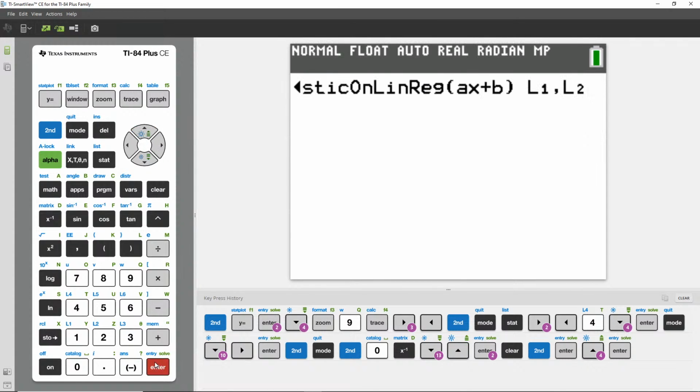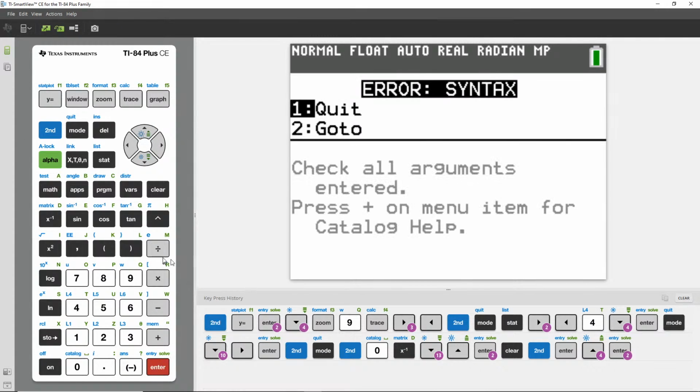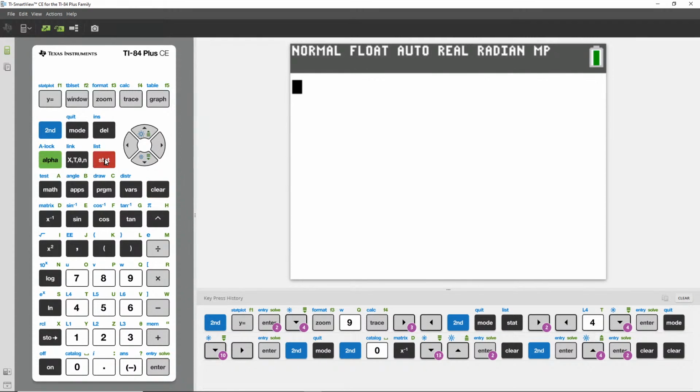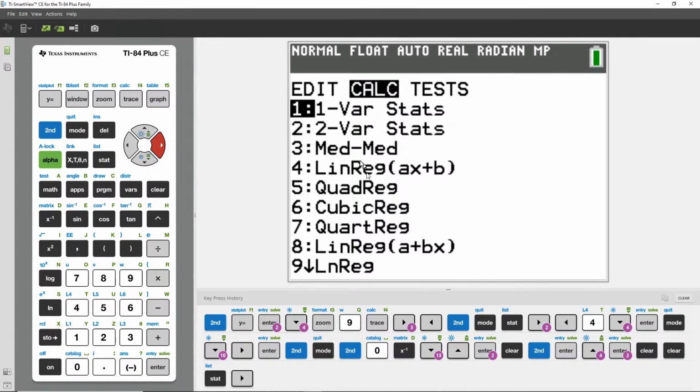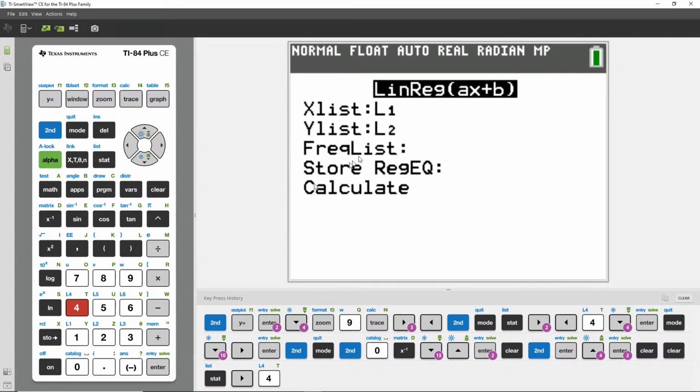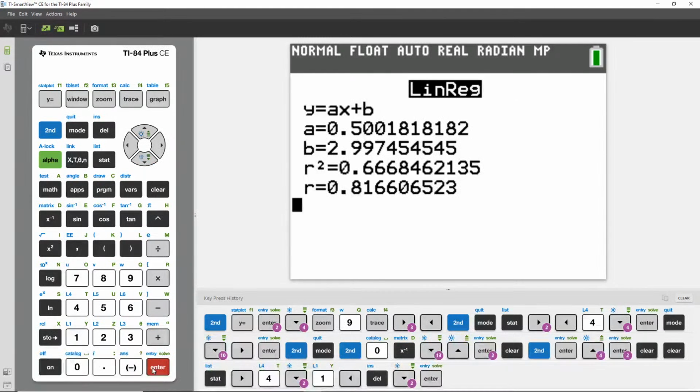My linear regression, L1, L2, they're not even going to accept that. So let me just go back into it. Stat, calc, linear regression number 4, choose it. Frequency, I don't need it. You could just choose 1 or just leave it blank because we don't have a frequency distribution table. And we're not going to store our regression equation in any variable. I could put it in Y1 if I wanted to graph it, but I don't even think they're going to ask you to do that. So hit calc.